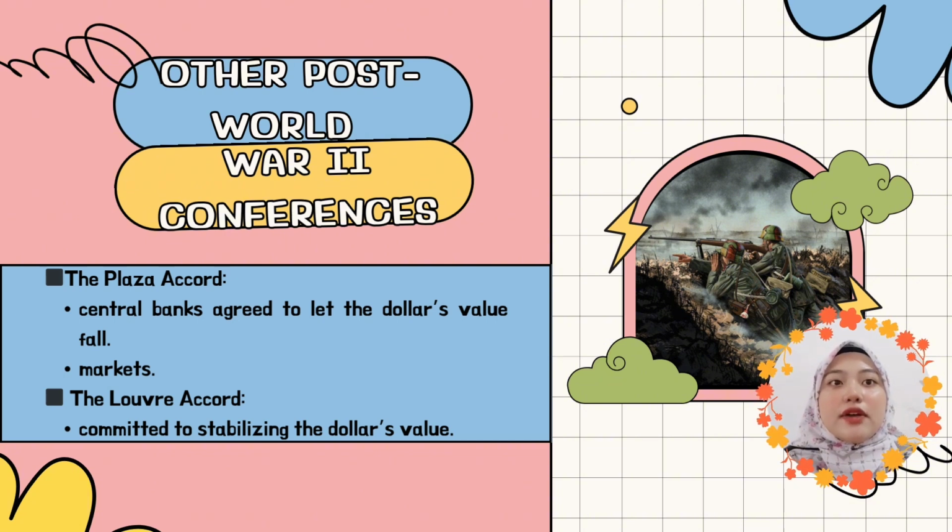Then, there was the Louvre Accord of 1987. This agreement, also involving the G7 nations, came about because of concerns about inflation and market stability. In this accord, the participating countries committed to stabilizing the dollar's value around then-current levels, seeking to prevent further sharp declines and promote more orderly currency markets. These accords highlight the ongoing efforts by major economic powers to manage global currency fluctuations and maintain financial stability after the fixed exchange rate era.